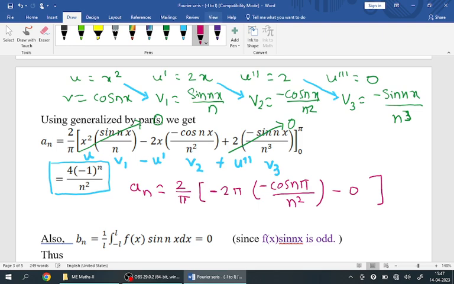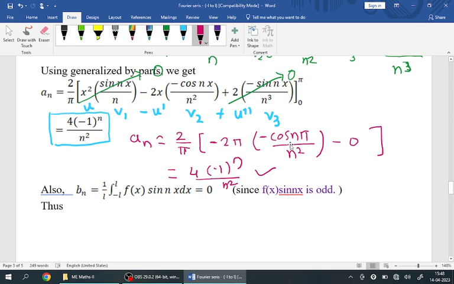And that pi also gets cancelled. So we are left with 2 into 2 is 4, minus minus plus, cos n pi is minus 1 raised to n, upon n square. So that is the required answer. This is the value of an only. Okay, so this is the way we get an. Exactly the same calculation, exactly similar calculation.